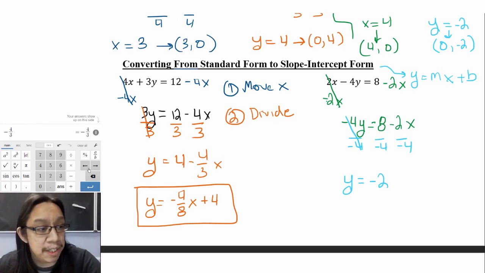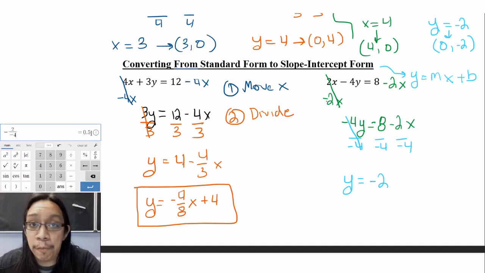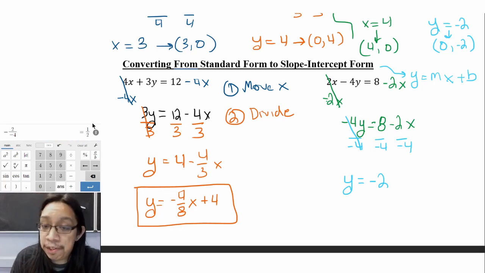Let's see what Desmos has to say about that. So let me clear this. Negative 2 divided by negative 4 is 0.5. But I would really recommend that you keep it as a fraction. So let's go ahead and click the convert to fraction button. It's going to be 1/2. So this is going to be positive 1/2 x.